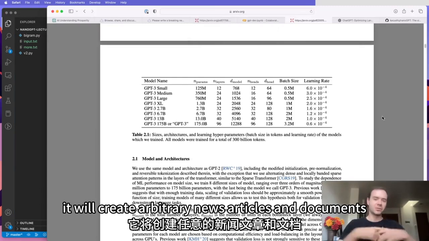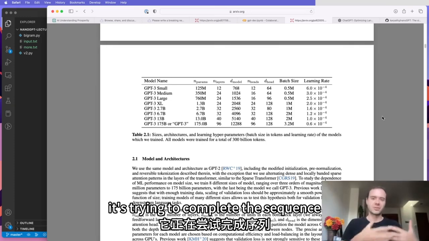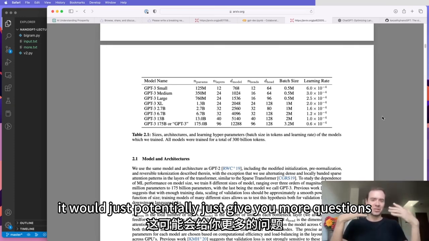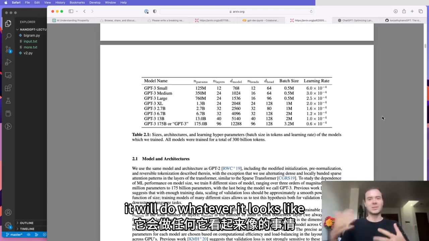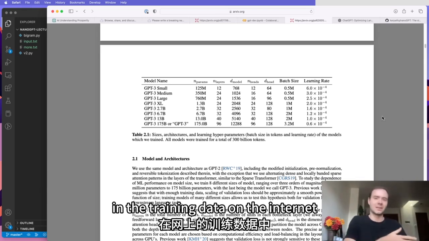It will create arbitrary news articles and documents, and it will try to complete documents because that's what it's trained for. It's trying to complete the sequence. So when you give it a question, it would just potentially give you more questions. It would follow with more questions. It will do whatever it looks like some closed document would do in the training data on the internet.